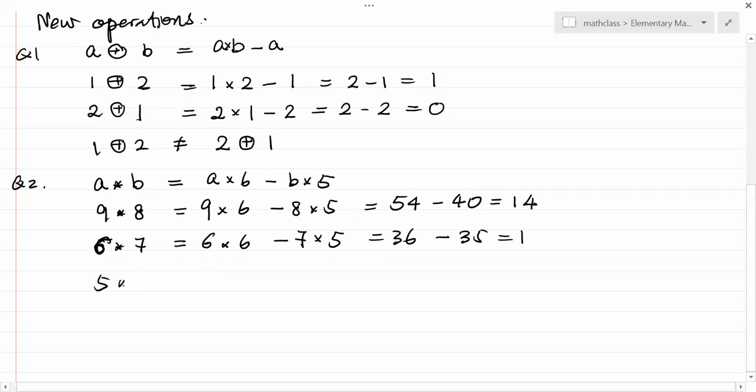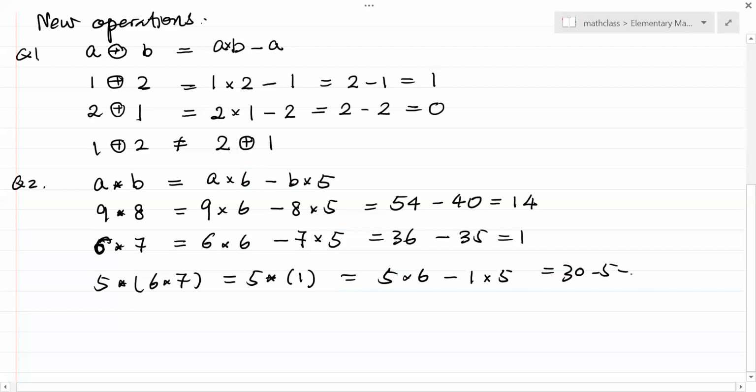Now you can also do 5 star, 6 star 7. We compute the 6 star 7 inside the parentheses first. 6 star 7 is already 1. Then use the above formula again. It's going to be 5 times 6 minus 1 times 5. So the answer will be 30 minus 5, which is 25.